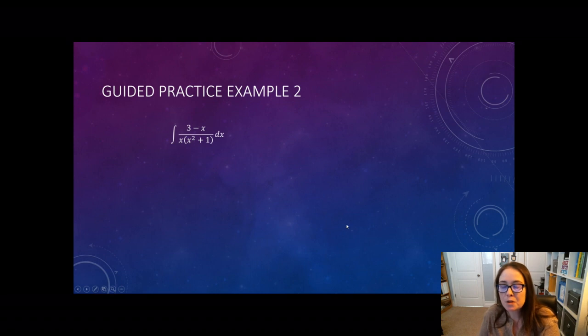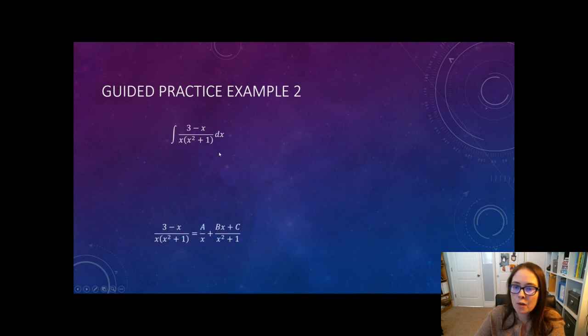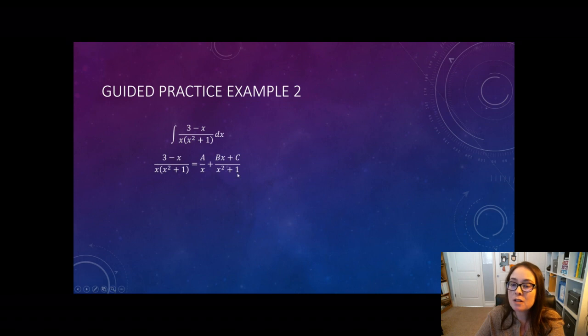One more example I want to go over with you before I turn you loose on your own. This one's a little bit more complicated. I still have two factors in the bottom. This one's factored completely already. But one of them is an irreducible quadratic, this x squared plus 1. So that means when I break this down, it's going to break into two fractions, and that irreducible quadratic possibly has a binomial in its numerator.